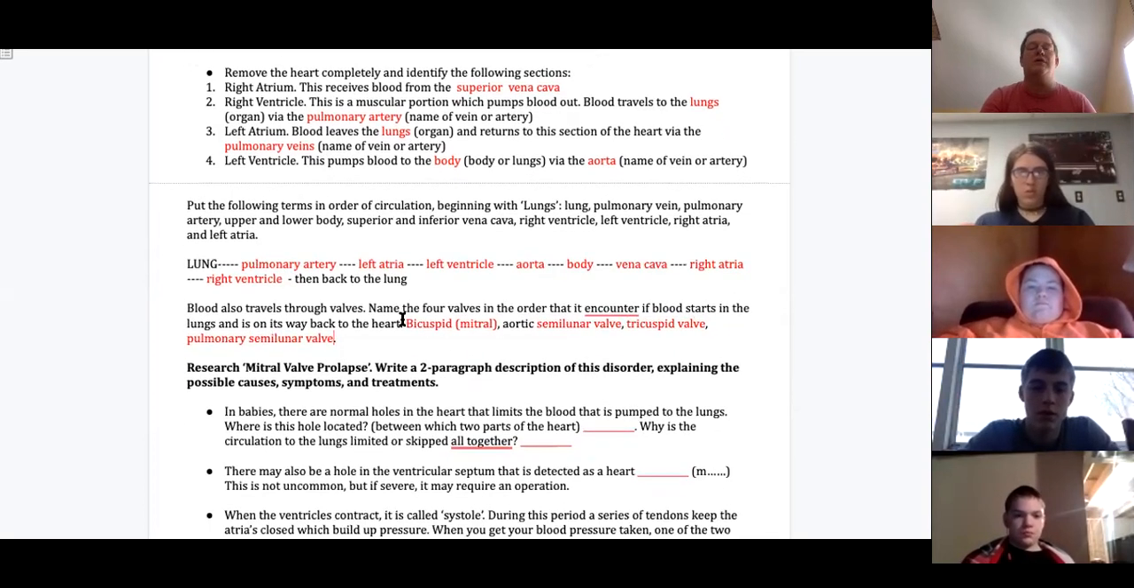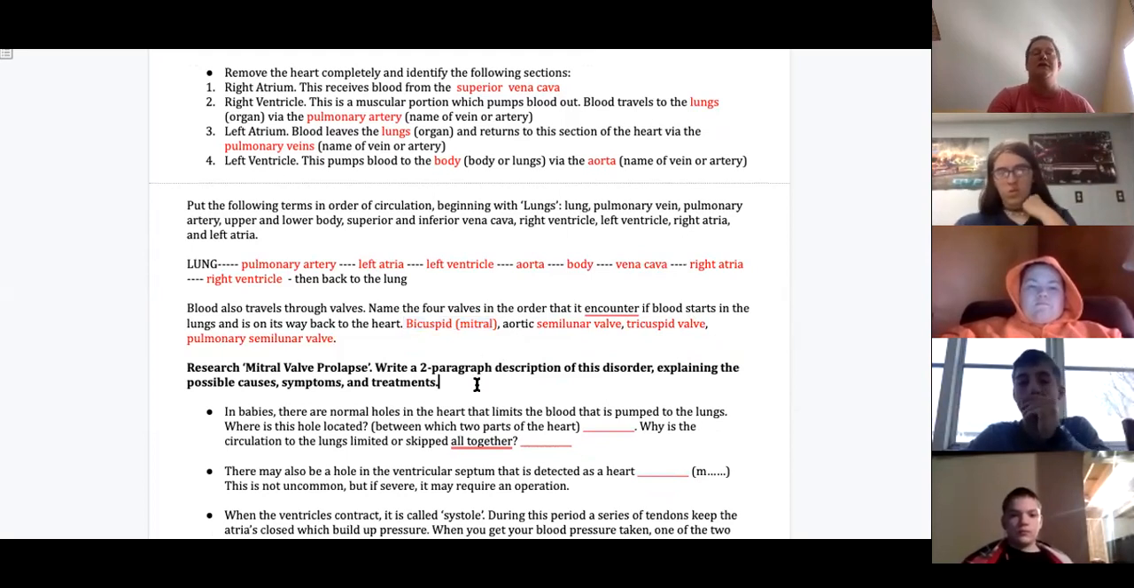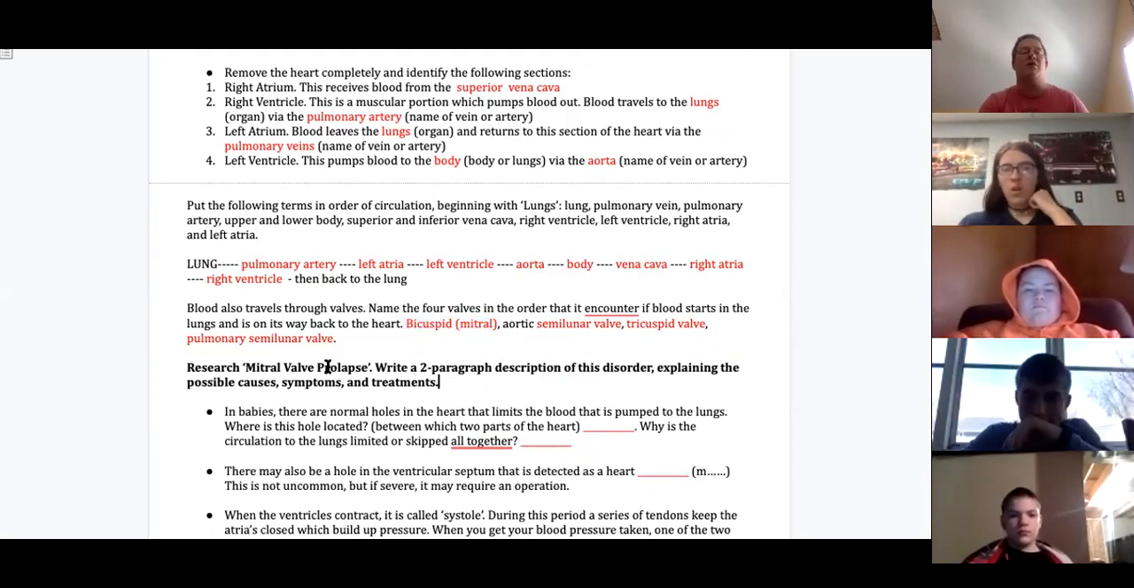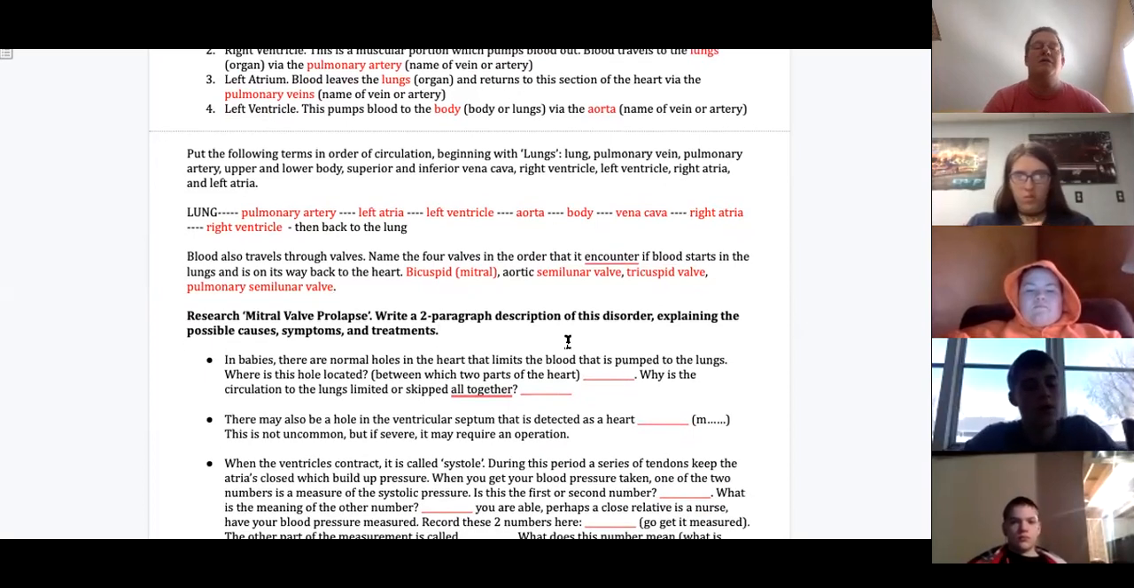Okay, so that valve right there, the mitral valve or the bicuspid valve that separates the left atrium and left ventricle, is the source of a common disorder called mitral valve prolapse. So just write a 2-paragraph description of this disorder. A lot of people have mitral valve prolapse. Sometimes it's just a slight murmur. But yeah, you can recover from it.